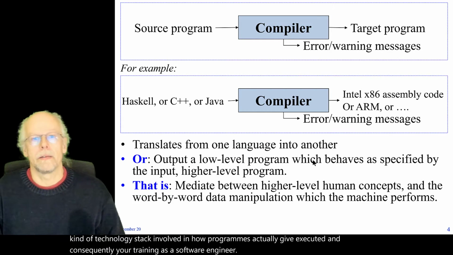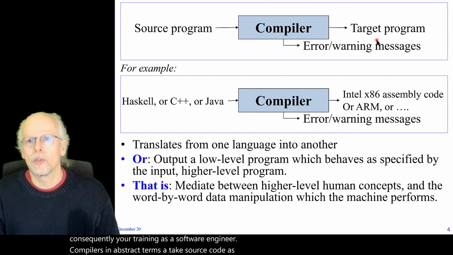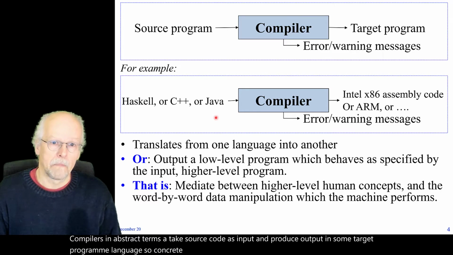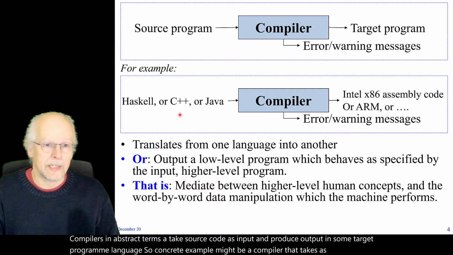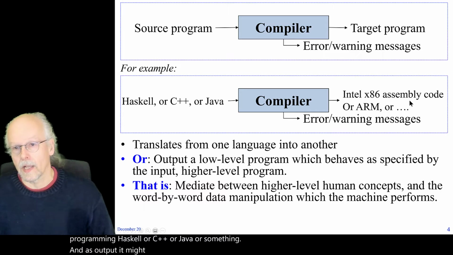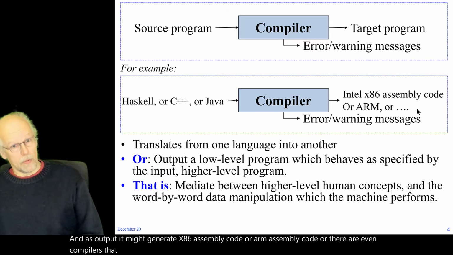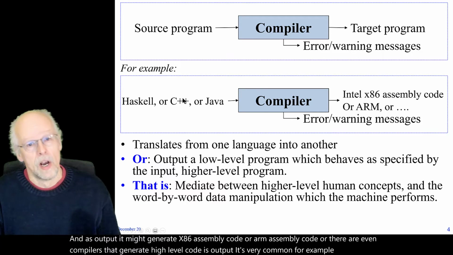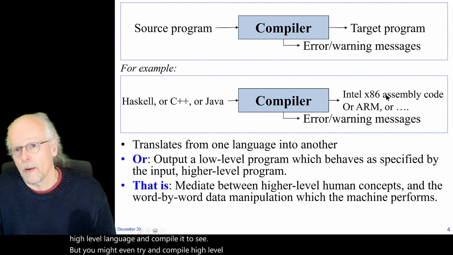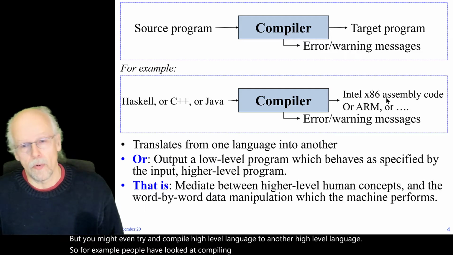So compilers in abstract terms take source code as input and produce output in some target program language. So a concrete example might be a compiler that takes as input a program in Haskell or C++ or Java or something, and as output it might generate x86 assembly code or ARM assembly code, or there are even compilers that generate high-level code as output. And it's very common, for example, to take a high-level language and compile it to C. But you might even try and compile a high-level language to another high-level language. So, for example, people have looked at compiling C to JavaScript, for example.